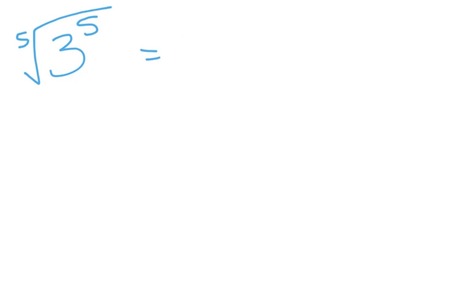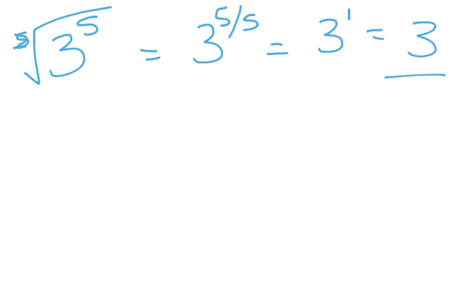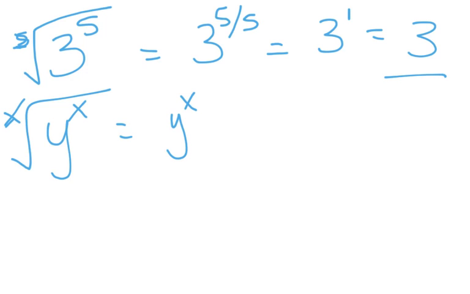Another way of looking at this is seeing if you raise 3 to the 5th power and then take the 5th root of 3, that's the same, if you remember our rational exponent properties, as saying 3 to the 5, and then that index over here is the denominator of the rational exponent, so that's the same as saying 3 to the 5/5, and 5/5 is just 1, so it's the same as saying 3 to the power of 1, which is 3. Y to the x, and then taken to the root of x, is the same as saying y to the x over x, which is equal to y to the 1, because x over x is 1, which is just y.